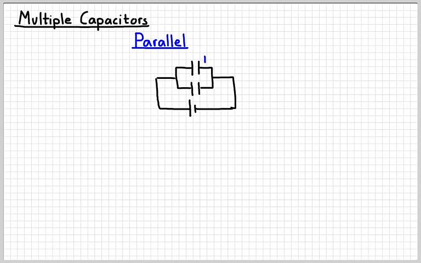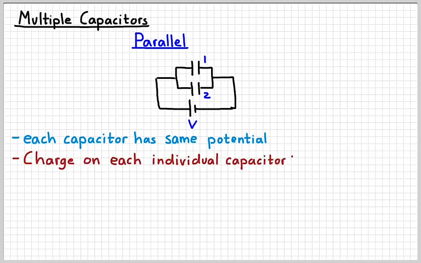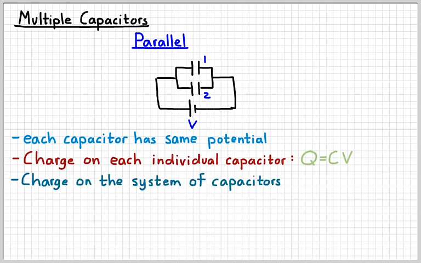So the next thing we need to consider is what happens if we have multiple capacitors in a circuit. We're going to start out with a simpler case of a parallel combination. So when they're in parallel, two capacitors may look something like that. Each capacitor is going to have the same potential. Since they're in parallel, they have the same voltage, just like resistors did. The charge on each individual capacitor is still given by the equation Q equals C times V. And so if we want to find the charge on the system of capacitors without having to do a whole bunch of extra work, the charge on the system would just be the sum of the charges on each capacitor, which might look something like that.